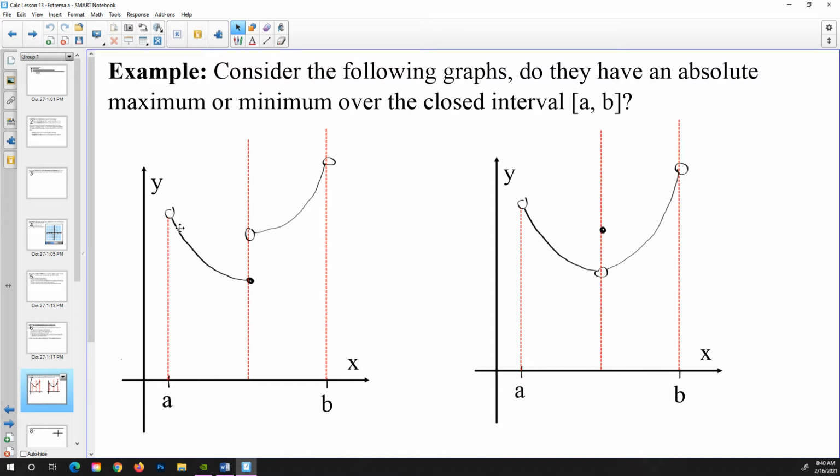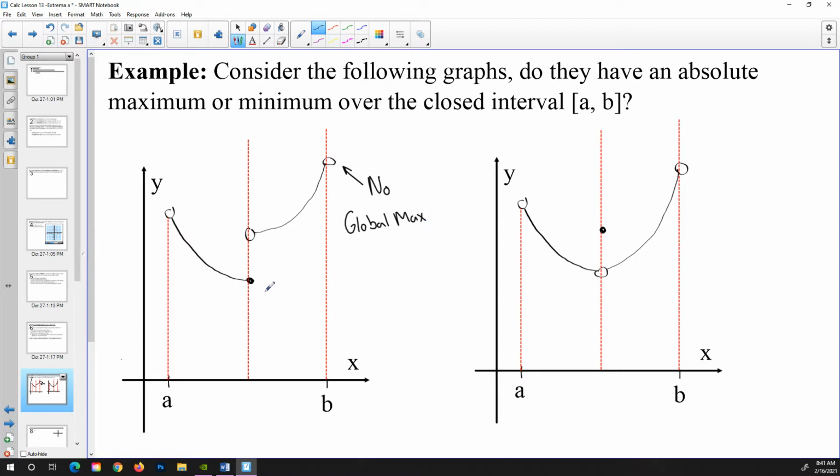So I've got some gaps and I've got some holes here. On this graph, I have a hole at a and I have a hole at b. And there is a non-removable discontinuity here somewhere in the middle. And so in this particular instance, because there is no highest value, there is no global maximum.